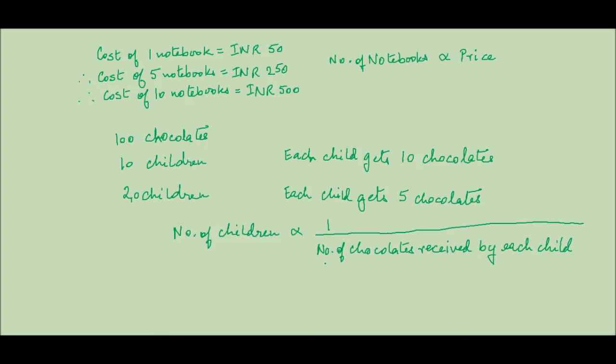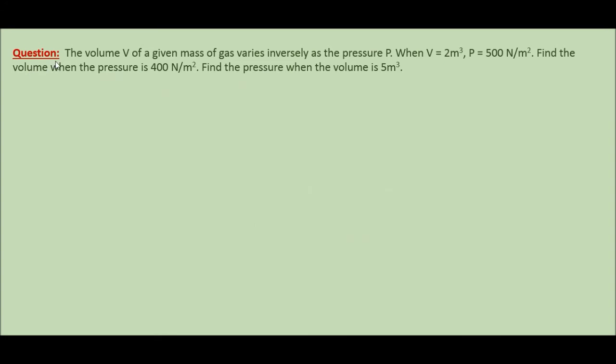So let's start with the sum. Now this is the question. The volume V of a given mass of gas varies inversely as the pressure P. This is nothing but Boyle's law, which states that at a constant temperature, the volume V of a given mass of ideal gas varies inversely as the pressure, or volume V of a given mass of gas is inversely proportional to its pressure.